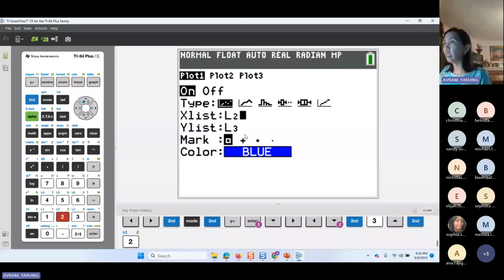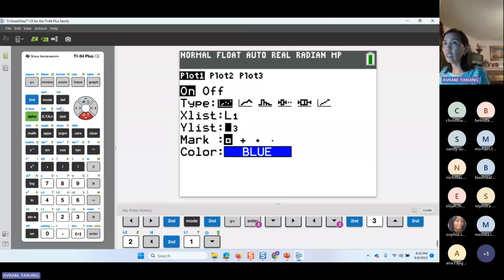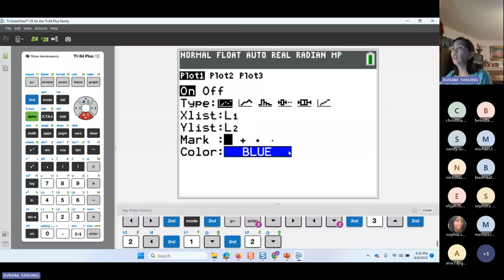You don't have to re-input the data, because re-inputting the data would be a lot of work. But if you put in a default, you don't have to change anything. So I'm going to change it back to default, which is my L1. And then my Y is in L2, so second 2 is L2. So that is the one I have in here. And then we're going to just go ahead and hit graph.